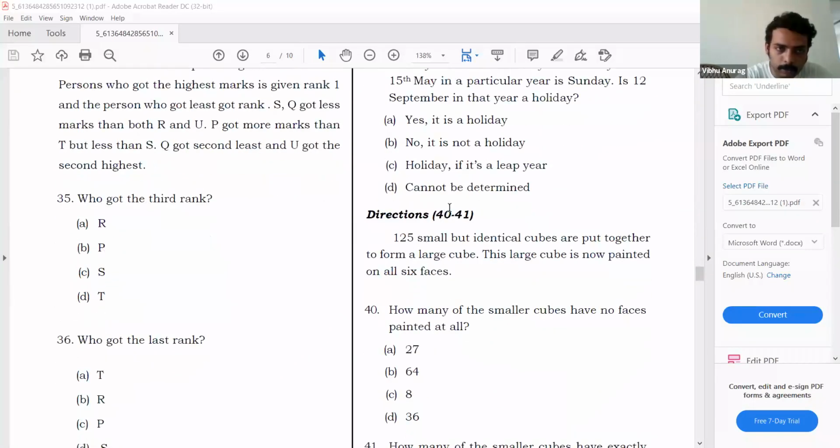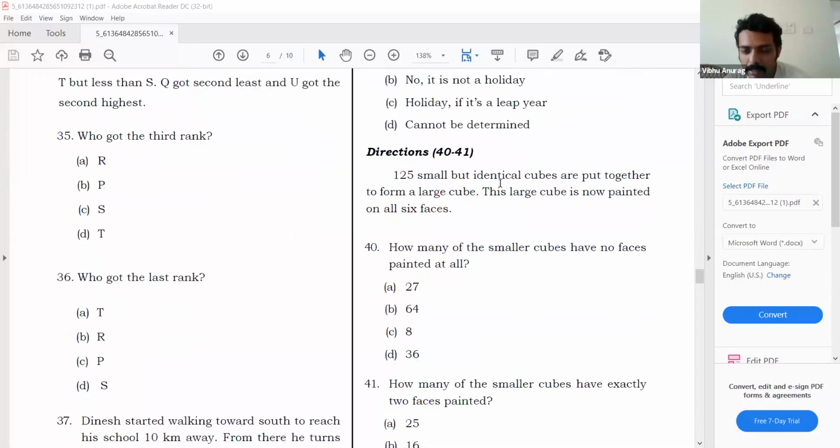Now 40th is a cube question. How are you solving these cubes? Diagrams or formulas? What has been taught in class? Formulas are good shortcuts for the exam. Formula was taught. So what is the formula for cubes that have no faces painted at all? N minus 2, the whole cube. Question 40 will be N minus 2 the whole cube, for no faces painted.